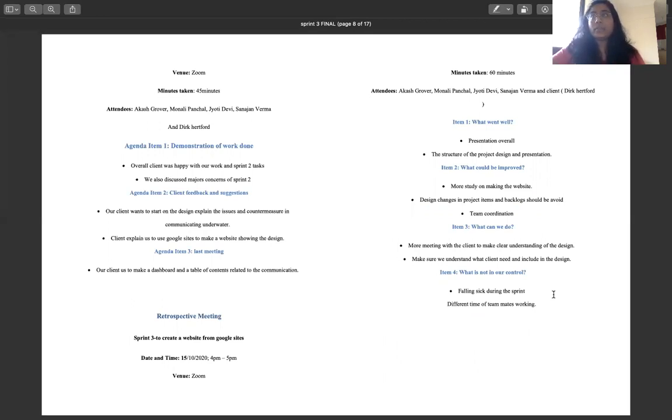He wanted us to make some changes in terms of the appearance, look, and the visibility, so that even a normal person can easily evaluate and understand the dashboard. Then we had the retrospective meeting on 15th of October between 4 and 5 again with our client Dirk Headford. And the meeting went very well. He was happy with our design and our presentation.